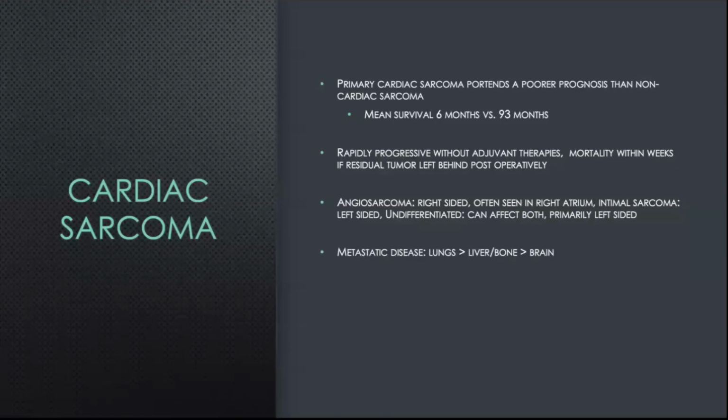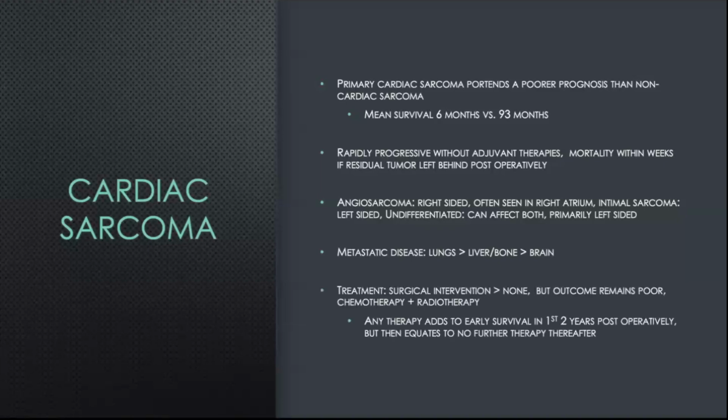They often metastasize, most often to the lung, then the liver and bone, and then the brain. The treatment is surgical intervention, which is better than none, but outcome remains poor. We'll talk about chemo and radiation here. We'll talk about this in the next slide with a paper, but any therapy adds early survival in the first year. But after the first year, you'll see that the Kaplan-Meier survival curves come together.